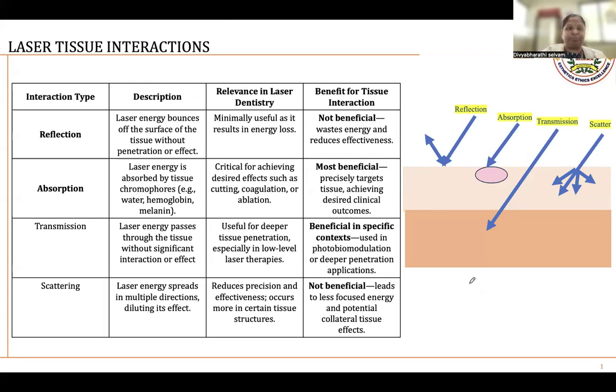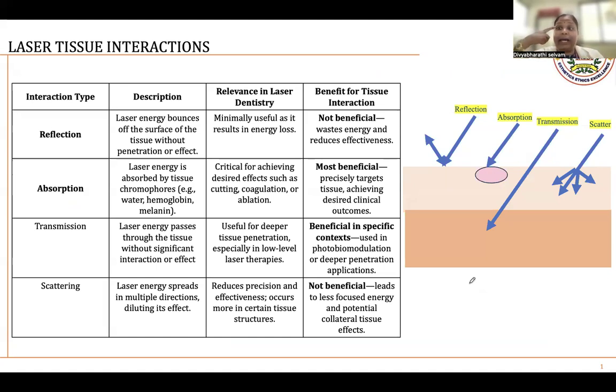So reflection. Laser energy just bounces off your tissue and back. Just bounces back. So there is no benefit. It is a waste of energy and doesn't have any effect. Okay. Whereas in case of absorption, the laser will get absorbed by the tissues. How is it going to be absorbed by the tissue? By specific absorption markers, which we call chromophores. They will absorb the laser light.